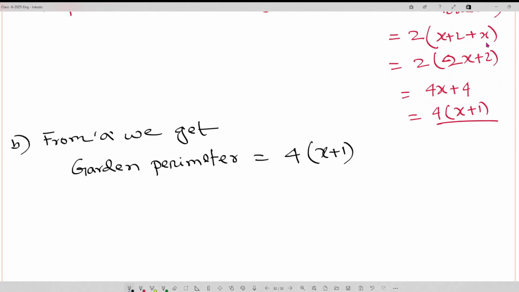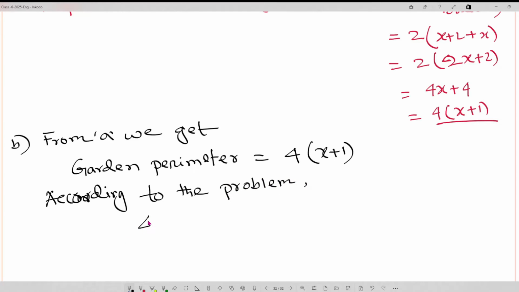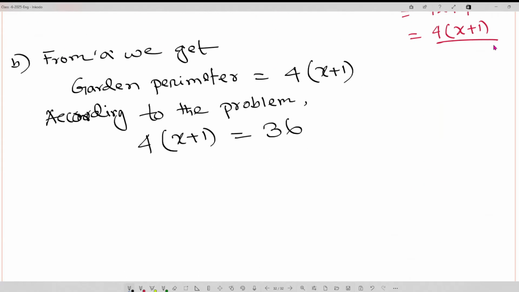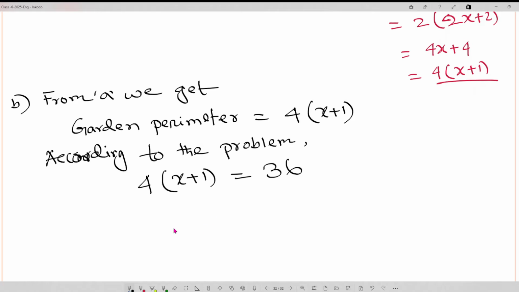So we can say according to the problem, 4 times x plus 1 equals to 36. Here is mentioned if the perimeter of the garden is 36 meter. So 4 times x plus 1 is a perimeter of garden. So we can divide both sides by 4. So 4 times x plus 1 divide 4, and here is 36 divide 4.